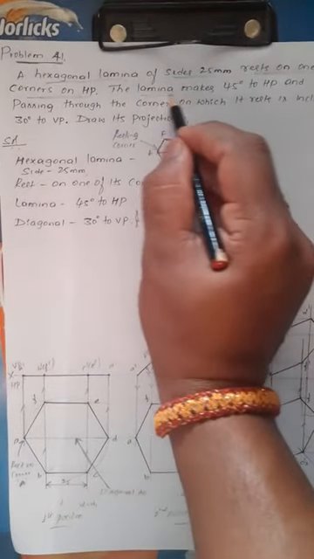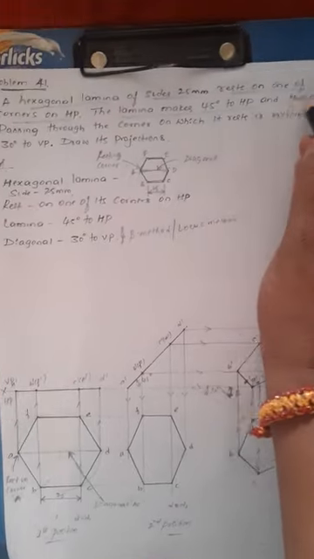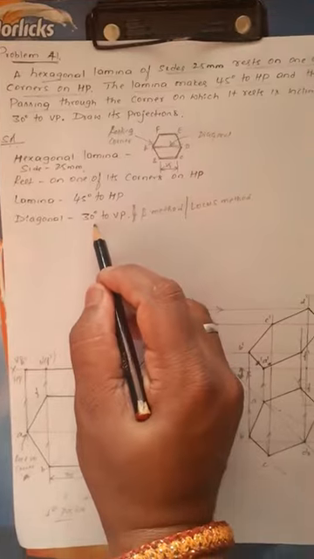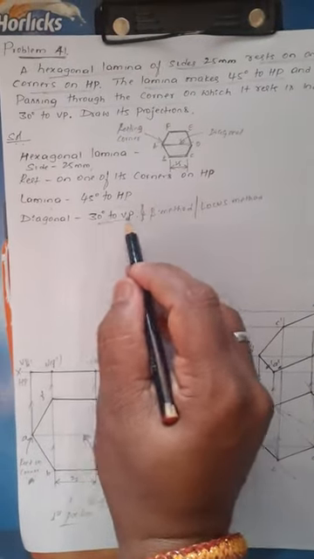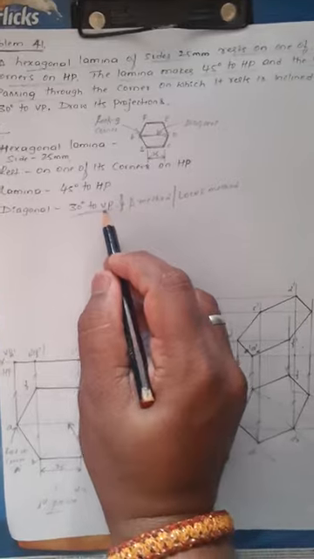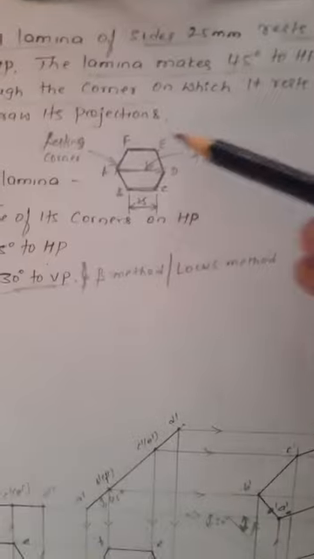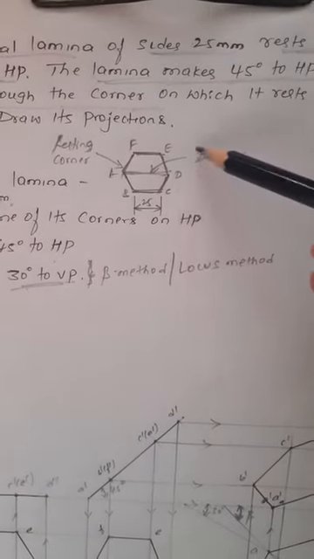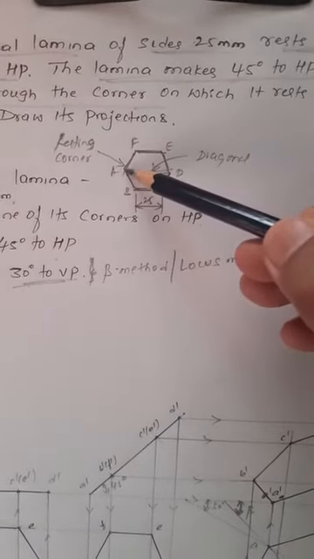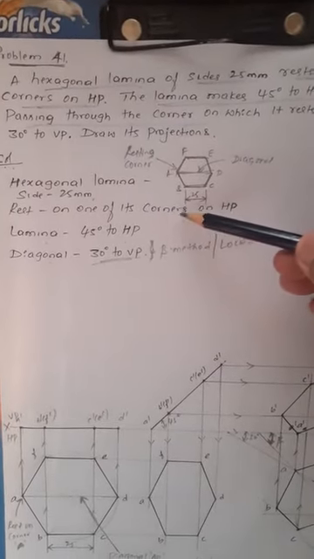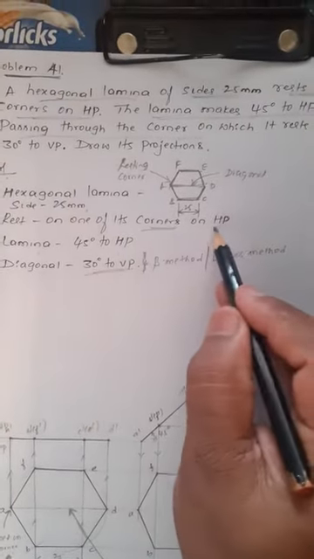Next, the lamina makes 45° to HP and the diagonal passing through the corner. The lamina is 45° to HP. The diagonal passing through the resting corner is 30° to VP. Right? 30° to VP. Then draw its projections. This is the hexagonal lamina, A, B, C, D, E, and this is the resting corner. The hexagonal lamina has side 25 mm and rests on its corner on HP.